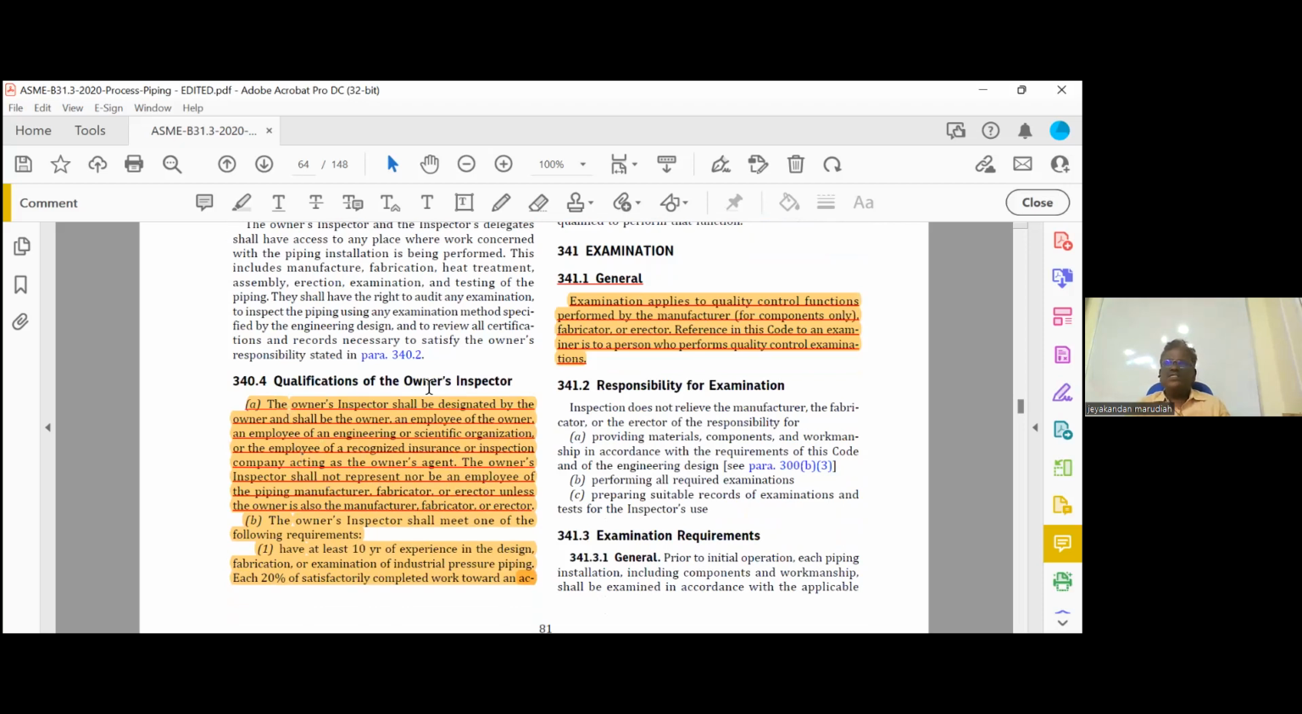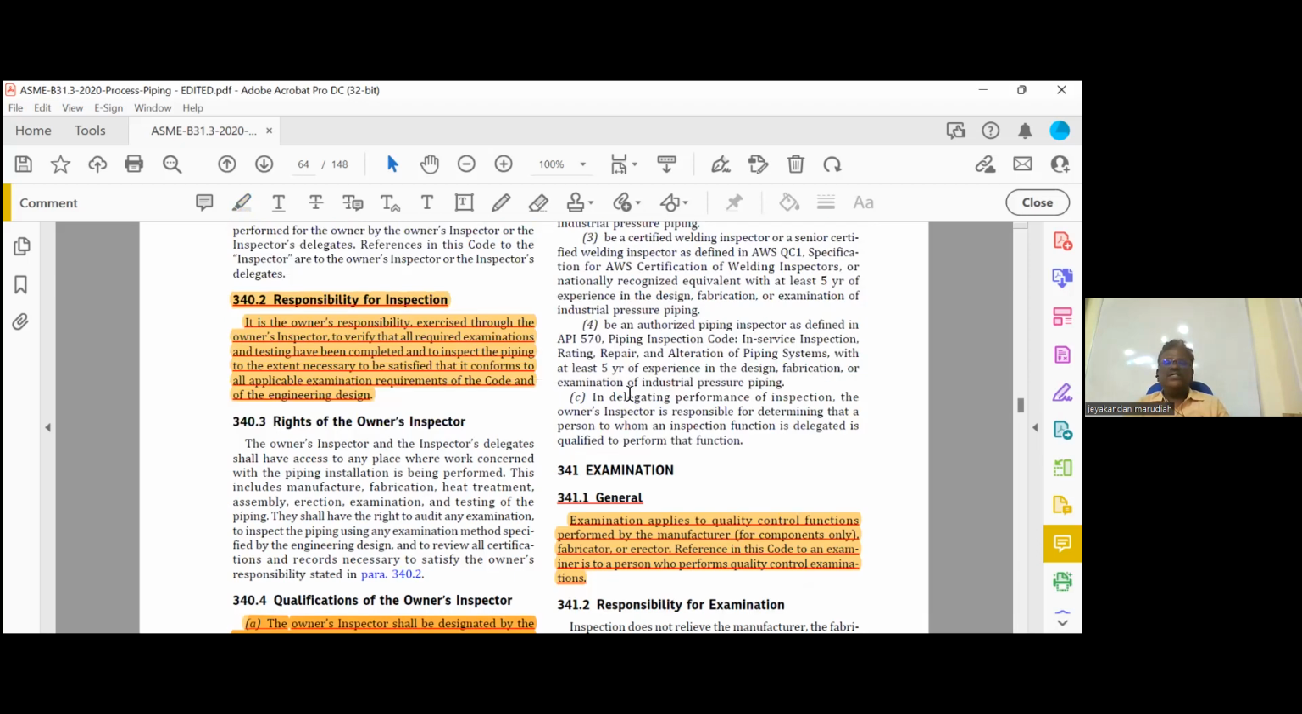Who is the owner's inspector? Highlight the first 3 lines of 340.4. The owner's inspector shall be designated by the owner, and shall be the owner, an employee of the owner, an employee of an engineering or scientific organization, or an employee of a recognized insurance or inspection company acting as the owner's agent. The owner's inspector shall not represent the manufacturer or fabricator. You cannot hire an inspector from a contractor. You cannot work as an owner's inspector as a contract inspector.